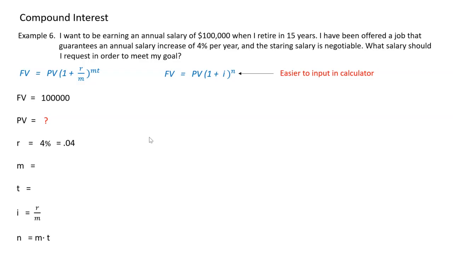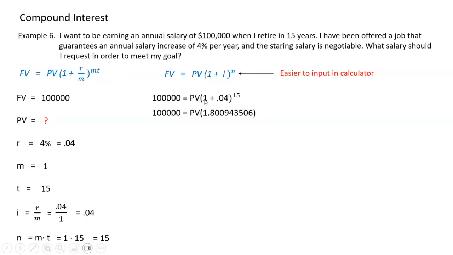Compounded, it says compounded. It doesn't say, but here it says annually, so it's going to be 1. My time is 15. My I is R divided by M, so it'll be 0.04 divided by 1, which will give us 0.04. My N is M times T, which would be 1 times 15, which is 15. So let's plug everything in the calculator. First we do parentheses 1 plus 0.04 to the power of 15, and that's what we get.